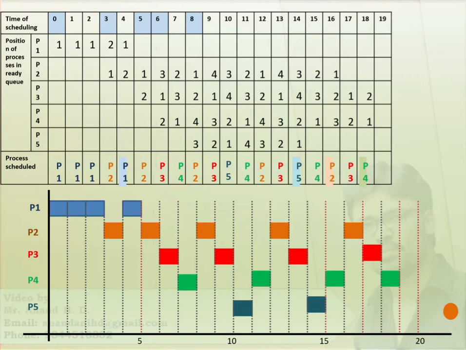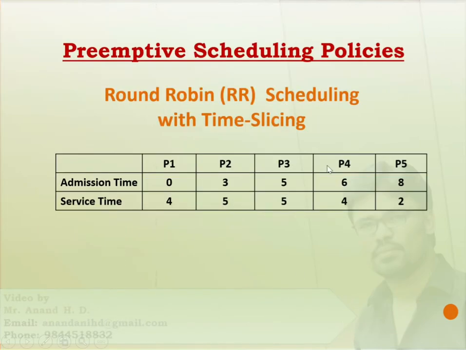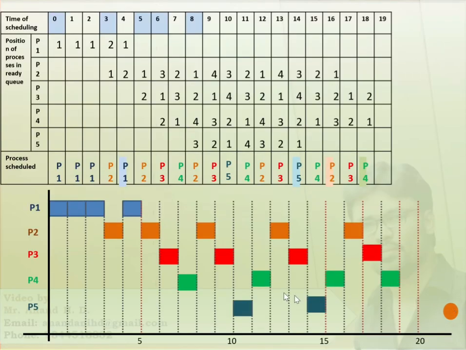So now if you look into the question, P4 is having a service time of 4 time units. So look here, P4 was scheduled once, twice, thrice and 4 times. So P4 has completed 4 time units of execution. So P4 completes its execution at 19th time unit.